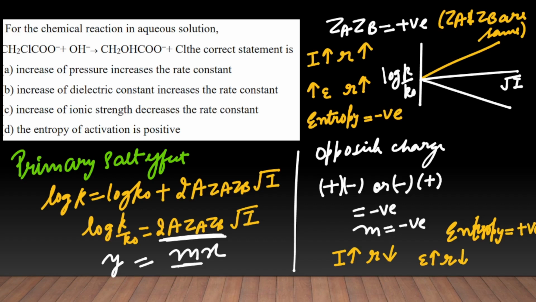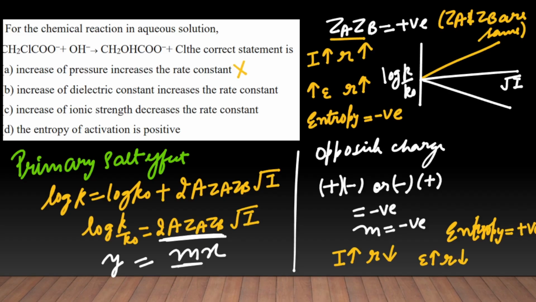So based upon this concept, the first statement says increase in the pressure increases the rate constant. Is any pressure term involved in the rate expression? The answer is no. It depends upon the product of the charges present and the ionic strength values. So the pressure term is not involved, and this is the incorrect one.